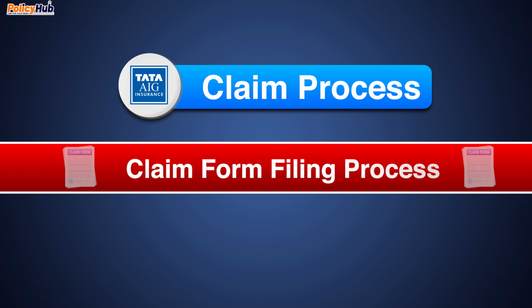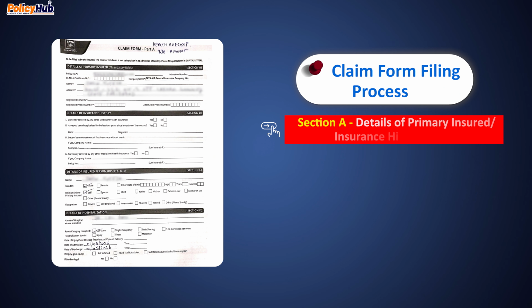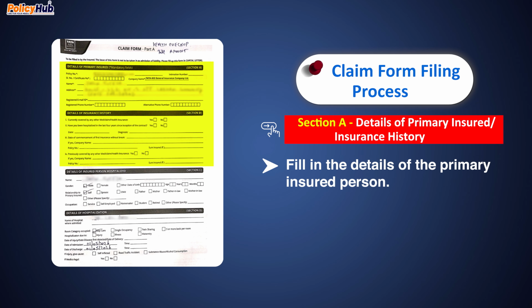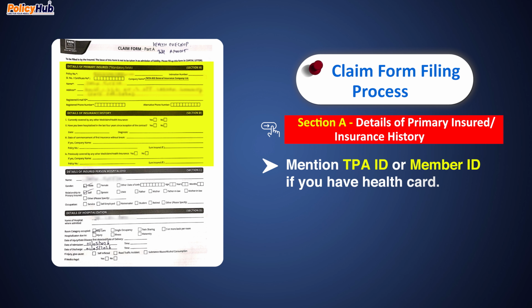So now let's start with the claim form filling process section by section. Section A contains details of the primary insured and insurance history. In the first section, you need to fill in the details of the primary insured person, starting by mentioning your Tata AIG policy number exactly as mentioned in your policy document. And if your health card contains a TPA ID or member ID, mention that as well.